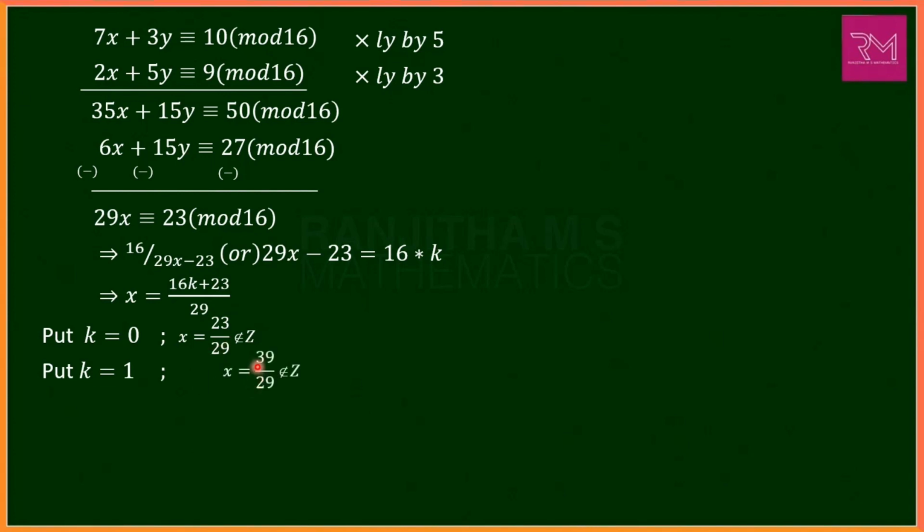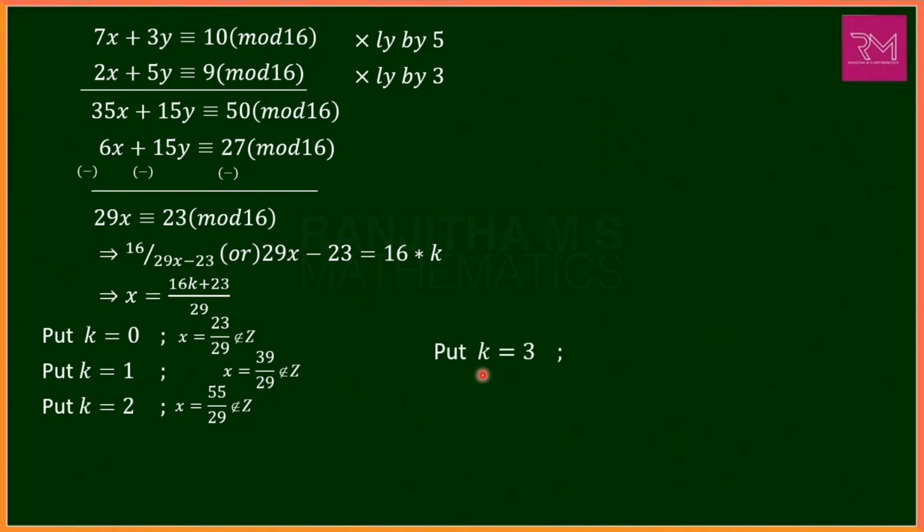Therefore, we get x value as 39 by 29. Obviously, 39 by 29 also does not belong to an integer z. So we have to put a k value as 2. If we put k value as 2, that means 16 into 2 plus 23, we get a value as 55. Therefore, x is equal to 55 divided by 29 also does not belong to an integer z.